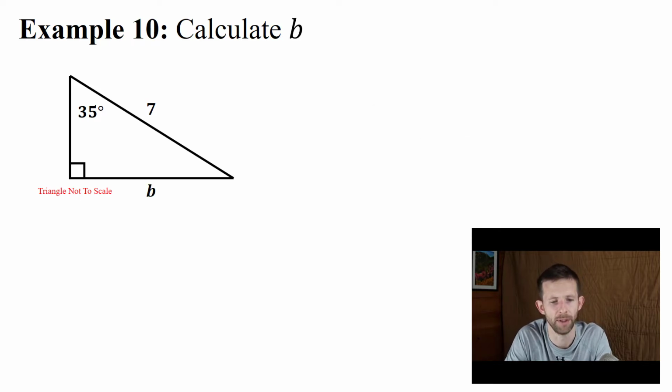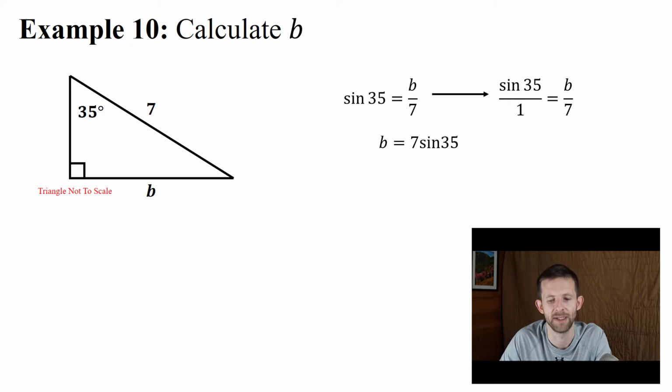For the final example, I want to calculate the length of b. Once again, I want you to pause the video, work it out yourself, and then see if you get the same answer as I did. I have a side that's opposite. I've got a hypotenuse. Opposite and hypotenuse means I'm going to be working with sine. Sine of 35 is b over 7. I'm going to set up my proportion, cross multiply, and b is 7 times the sine of 35, which works out to be 4.015. Again, that's a reasonable answer. It's less than 7, so I've got to feel pretty good about this.